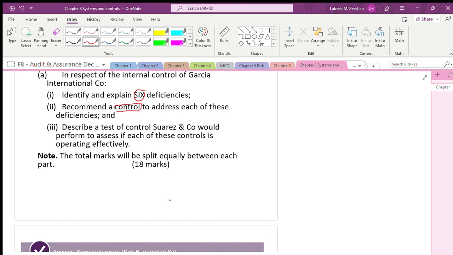Means you have to add it. How many columns will we have? We will have 3 columns. The first column is we have to identify the deficiency, we have to mention the control, and we have to mention the test of controls.